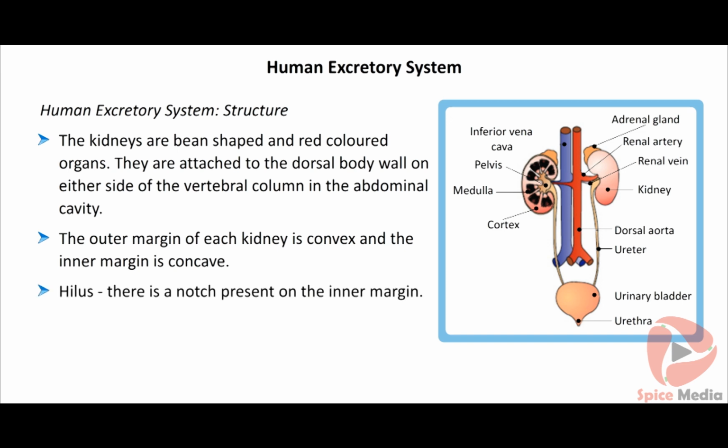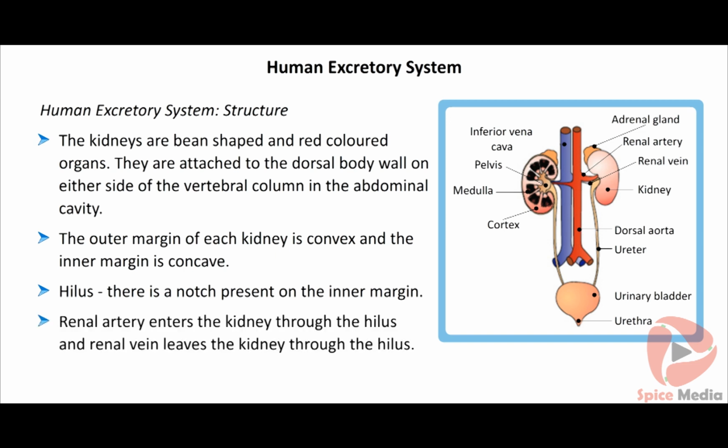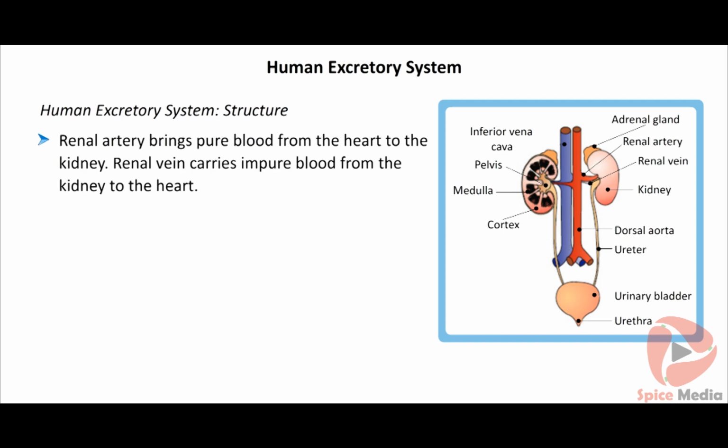It is called hilus. The renal artery enters the kidney through the hilus, and the renal vein leaves the kidney through the hilus. The renal artery brings pure blood from the heart to the kidney. The renal vein carries impure blood from the kidney to the heart.